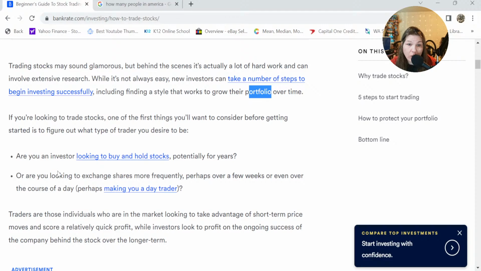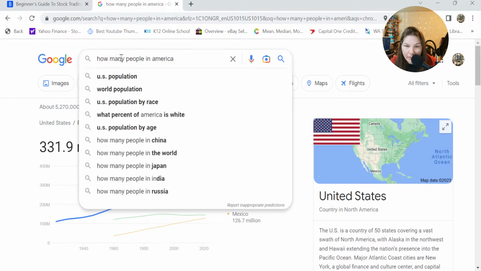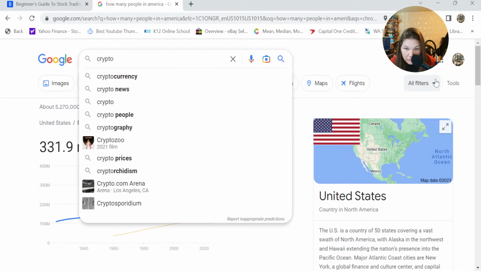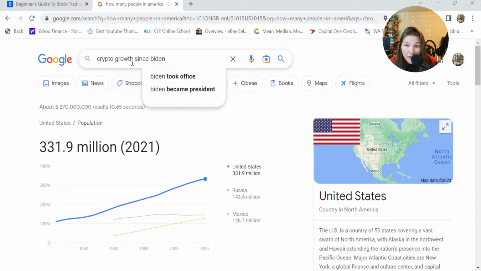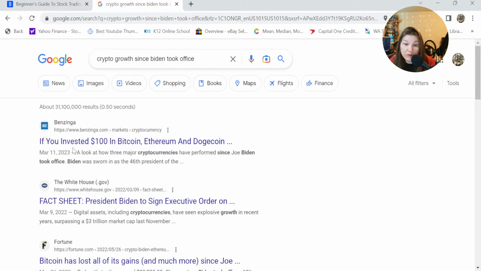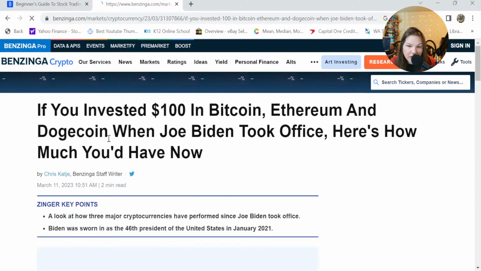If you put $5,000 in, if you guys put $5,000, I just read an article. It said, if you put $5,000, no, that's not what it said. It said, if you put 1,000, now I can't remember, guys. It was crypto growth since Biden took office. So it was an article about how much. Oh, so it was $100, guys. Listen to this, guys. This is just with $100.